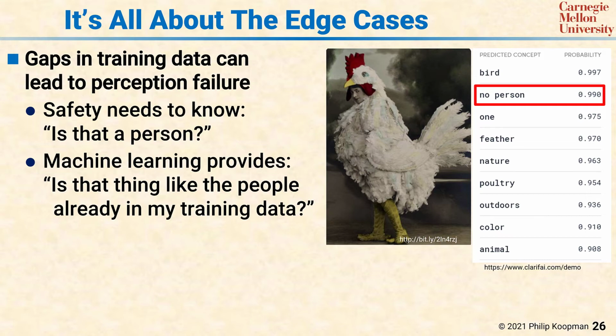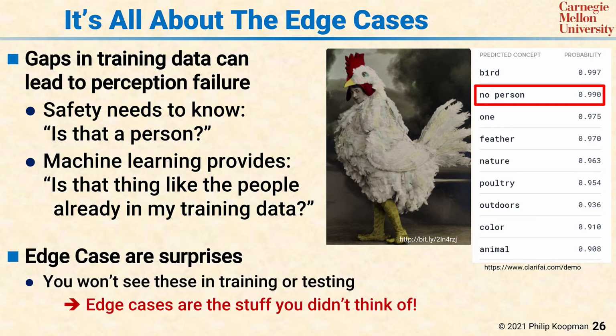In terms of edge cases, the edge cases are surprises. They're things you did not train your system on that are novel. They may correspond to a type of object you already know about, but the presentation, the way it looks or the way it acts, is not as expected, so the machine learning systems will be supremely confident that what they're seeing is, in fact, classified completely wrong.